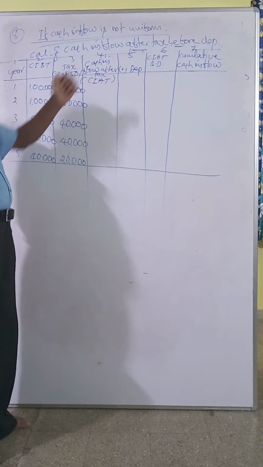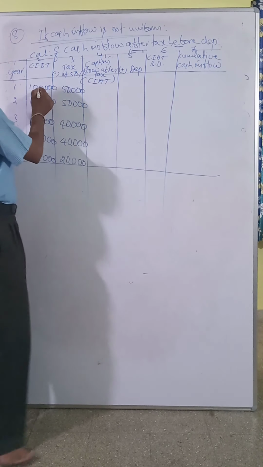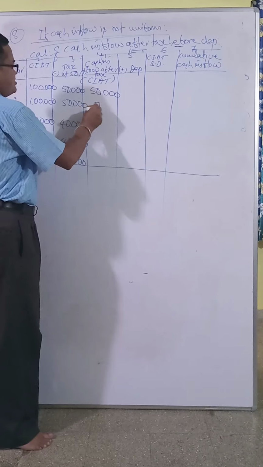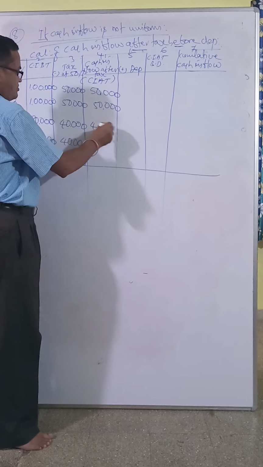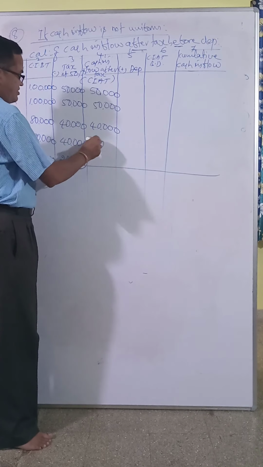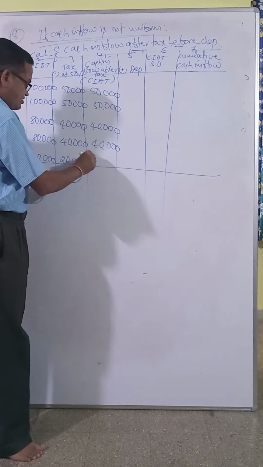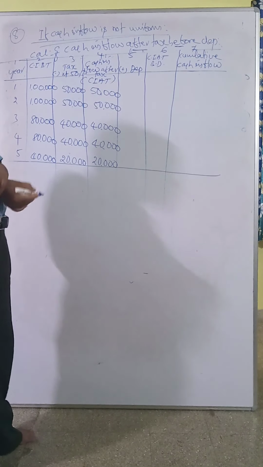Now cash inflow after tax. This minus this, cash inflow minus tax. 1 lakh minus 50,000 is 50,000. Here also 1 lakh minus 50,000. 80,000 minus 40,000 is 40,000. So 50,000, 50,000, 40,000, 40,000. Then 40,000 minus 20,000 is 20,000. I'm explaining slowly.